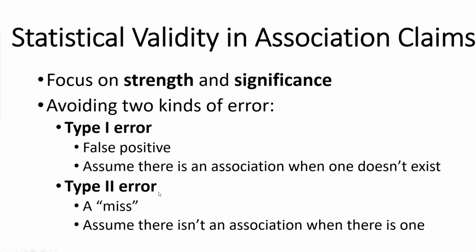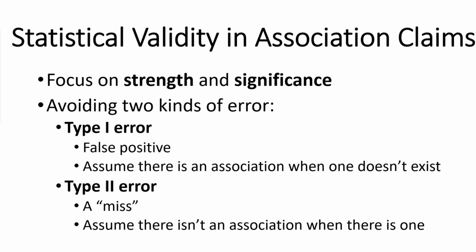Our second type of error is called type 2 error. And this one's arguably almost worse. Instead of a false positive, a type 2 error would be called a miss. So you run your statistics and you make the conclusion based on those statistics that there isn't an association.